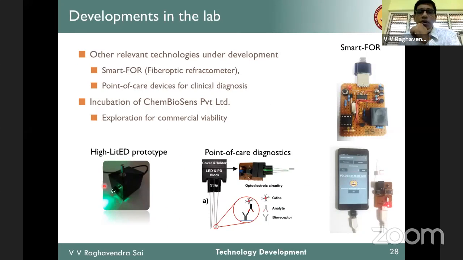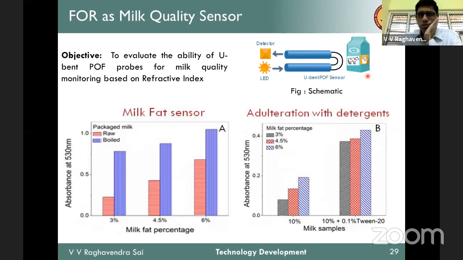We have been developing our own light sources. So we are putting LED and photodetectors together to realize point of care diagnosis. This is a very crude assembly from 4 years ago. And then we also made some refractive index sensors. We applied it for milk quality check. So if you add too much water to milk, the fat content goes down. If the fat content goes down, the sensor is able to pick up the response.